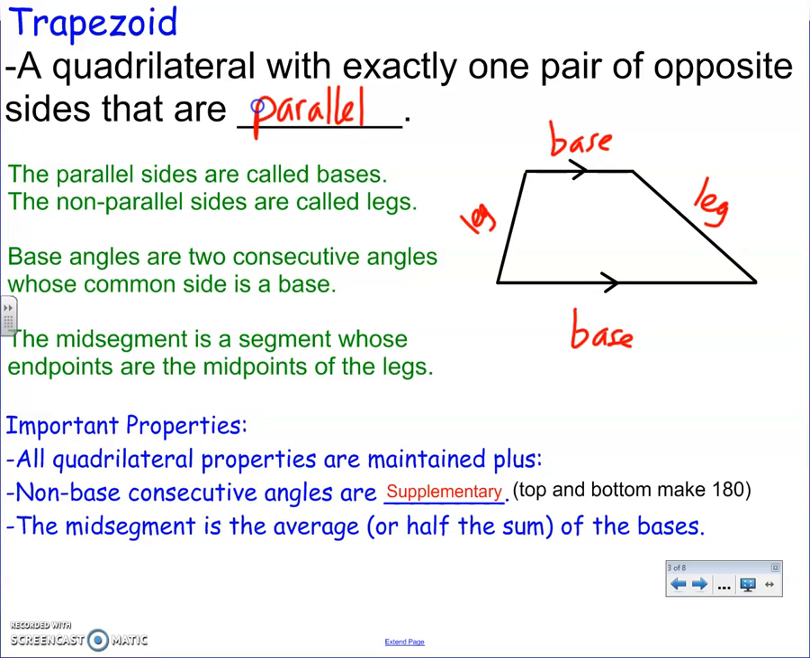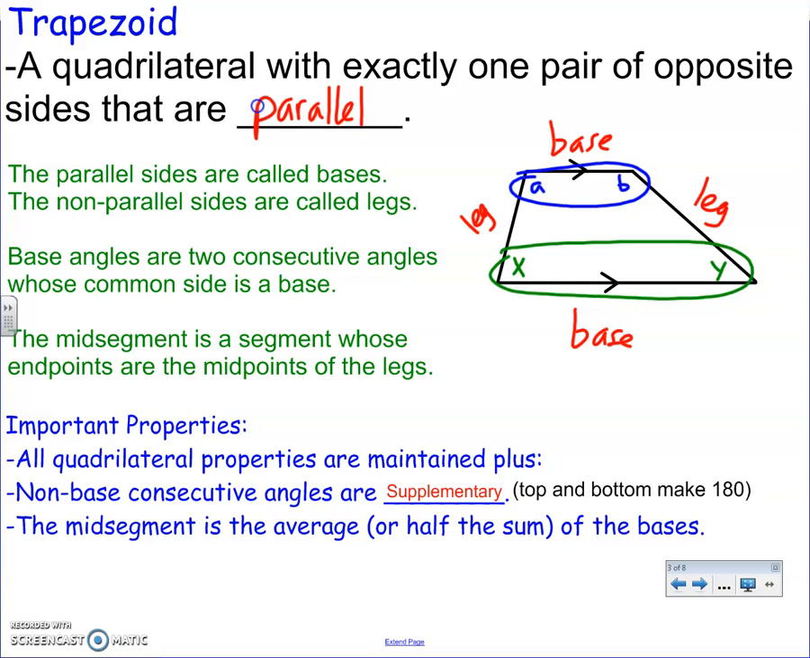The base angles are two consecutive angles whose common side is a base. So this right here and this right here are different angles, but those are base angles. And then use a different color. This right here, whatever it is, we'll call this A, and whatever this right here, B. Those are also base angles. So base angles are basically the side-by-side angles that are on the base itself. All right, so that's that.